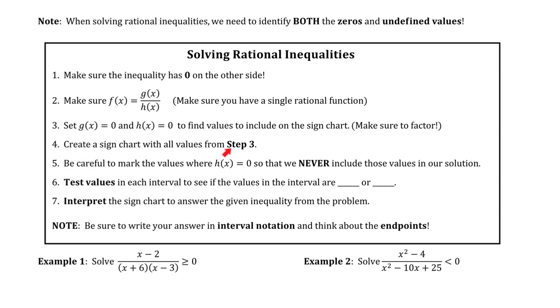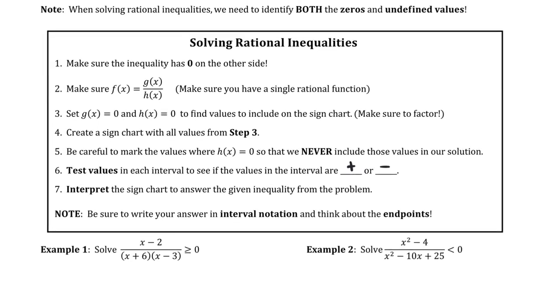And then we're going to create our sign chart that we learned earlier in these lessons. We're going to mark all the values where the denominator is equal to 0, so we make sure that we never include those, like open circle type ideas. Then we're going to test a value in between each of our intervals to see if the values are either positive or negative. Remember, positive means above or greater than, negative means below or less than. And then we're going to interpret that and create our interval notation.